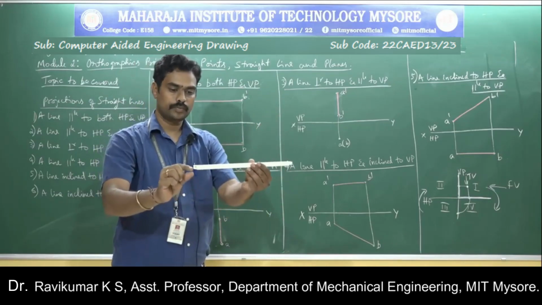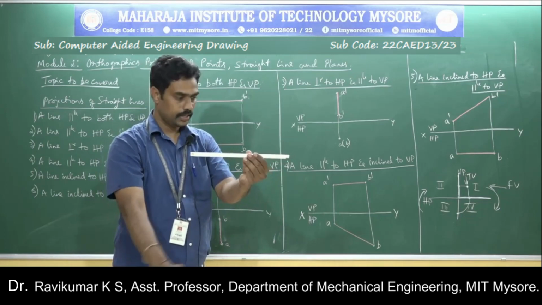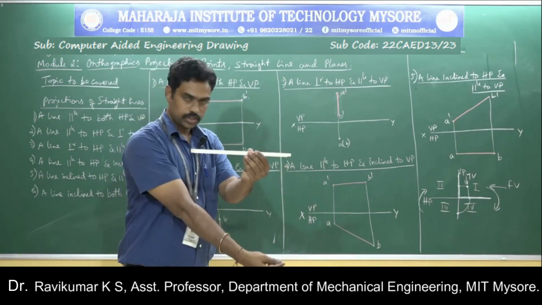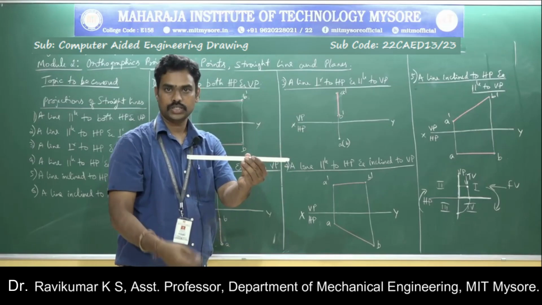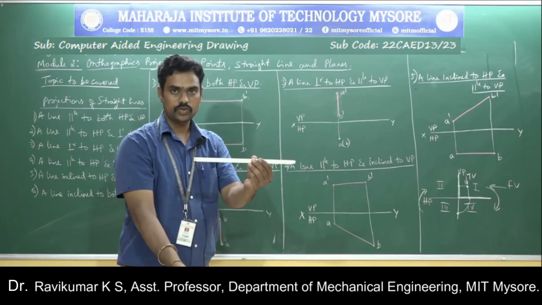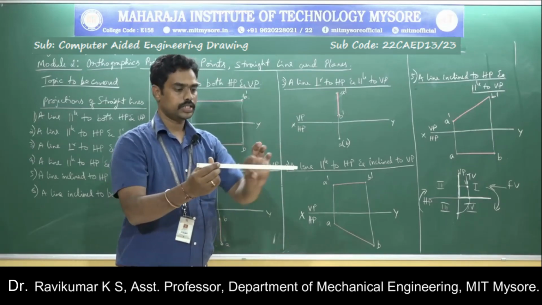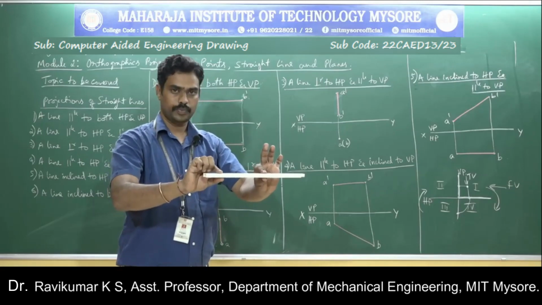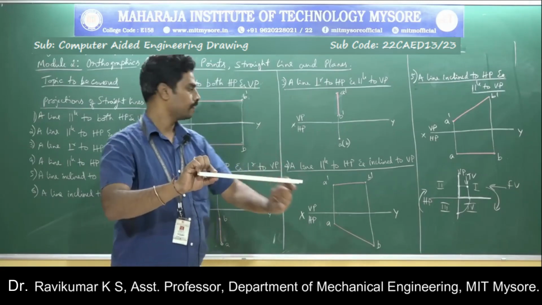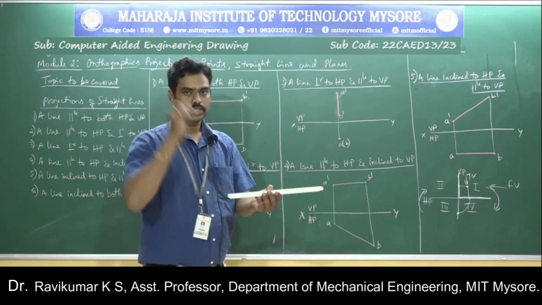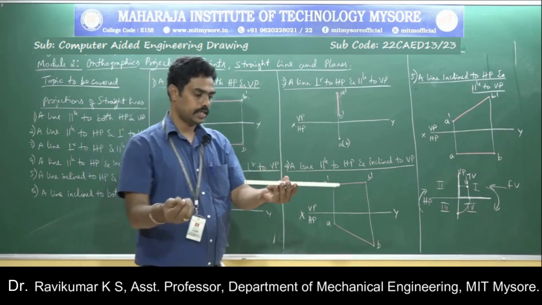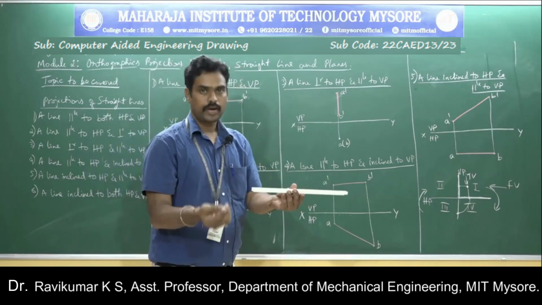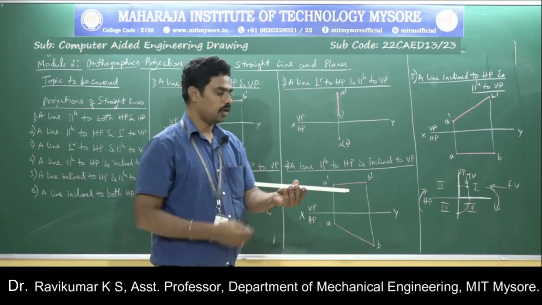Now the distance from this point to the horizontal plane and this point to the horizontal plane is unchanged, the same, therefore it is parallel to HP. So in this case, it is parallel to HP and inclined to VP. That is what is written here. You just imagine this particular case and need to imagine the views, the front view and the top view.